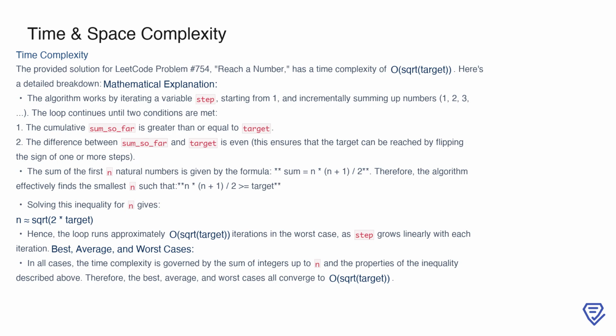Now, the sum of the first n natural numbers is given by the formula n * (n + 1) / 2. To find the smallest n where the cumulative sum meets or exceeds the target, we solve the inequality n * (n + 1) / 2 >= target. This simplifies to n approximately equal to the square root of 2 times the target. As a result, the loop runs roughly sqrt(target) iterations in the worst case, since step grows linearly with each iteration. This analysis applies to the best, average, and worst cases, making the overall time complexity O(sqrt(target)).